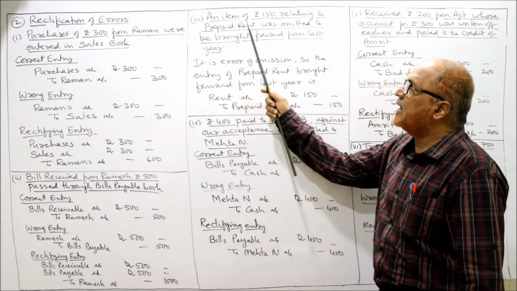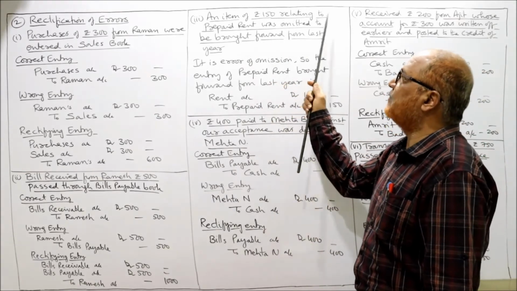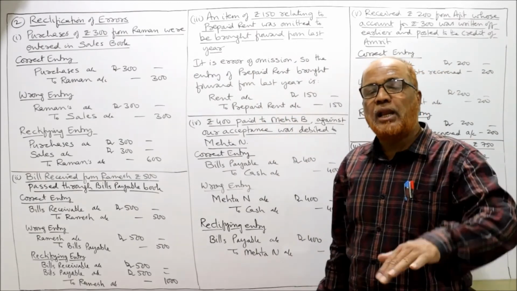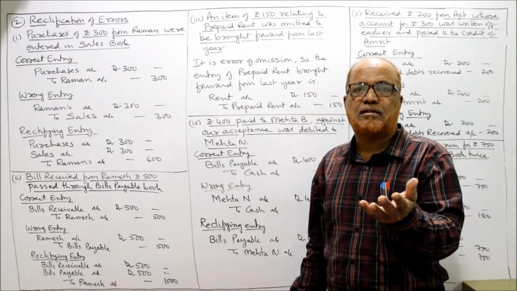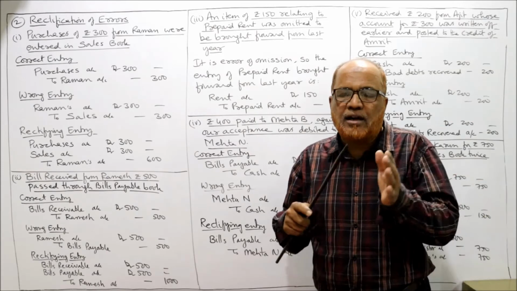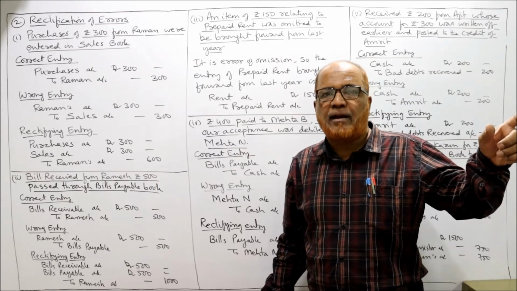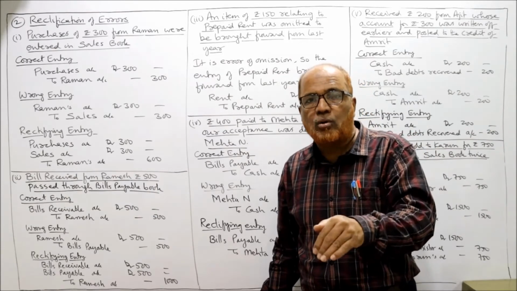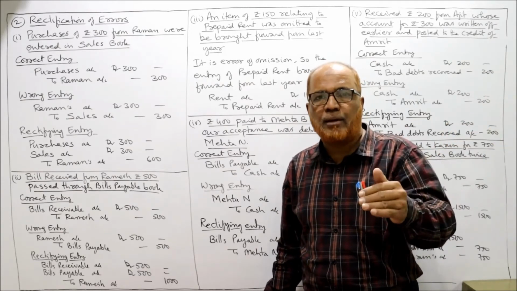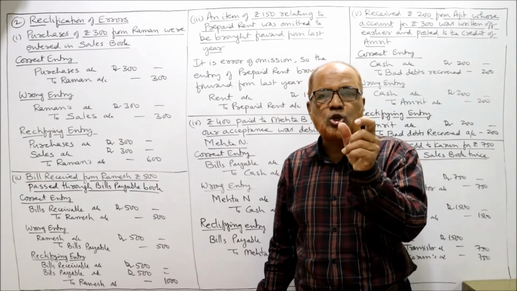Now third case, an item of rupees 150 relating to prepaid rent was omitted to be brought forward from last year. So last year there was prepaid rent for the current year. For example, last year was 2018 and current year is 2019. Imagine, the 2018 prepaid rent will have to be brought down to 2019. So what is the entry for bringing the prepaid rent of last year to the current year? Prepaid rent is an asset. It will show a debit balance.